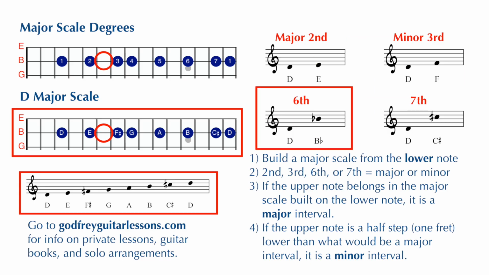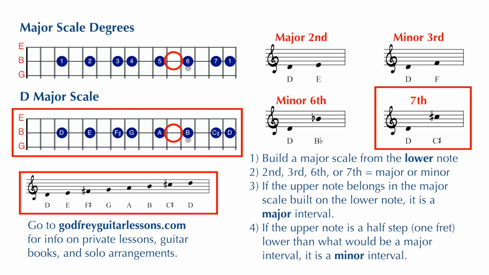D up to B flat is a sixth. B flat also is not part of the D major scale. The sixth scale degree of D is B. B flat is a 1/2 step lower. So D up to B flat is a minor sixth.